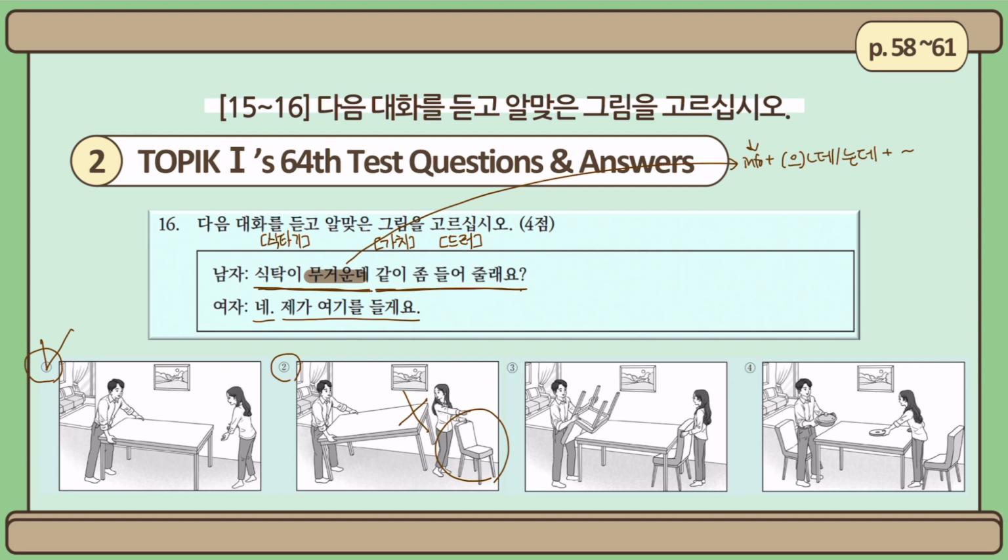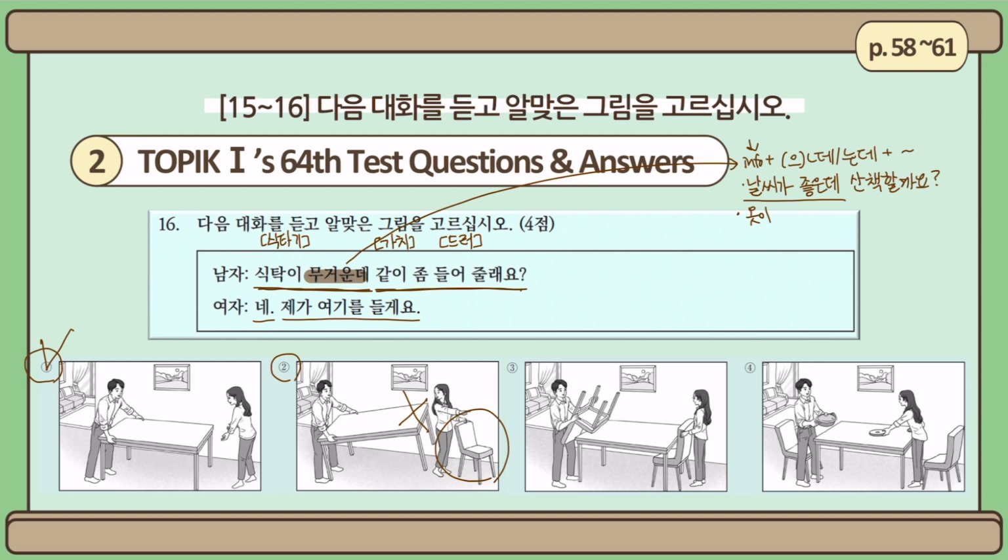For example, 날씨가 좋은데 산책할까요? What is the background behind the speaker's invitation to take a walk? 날씨가 좋은데, a nice weather. So it basically means the weather is nice, so why don't we take a walk together?